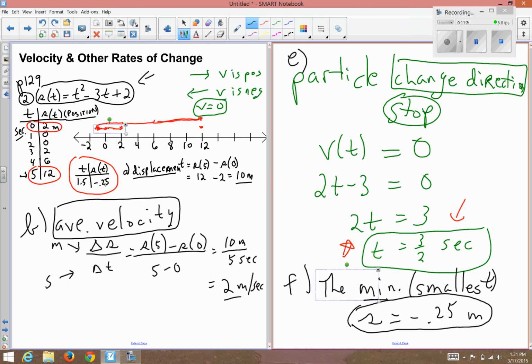Minimum, it's never smaller than negative 0.25. Because when it gets there, it stops and turns around and goes to 12 at the end of the 5 seconds.